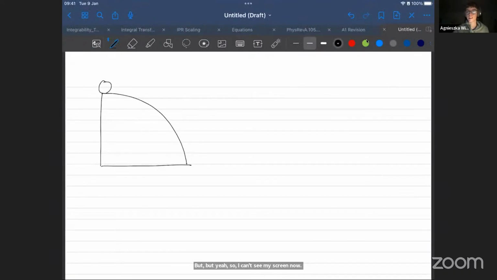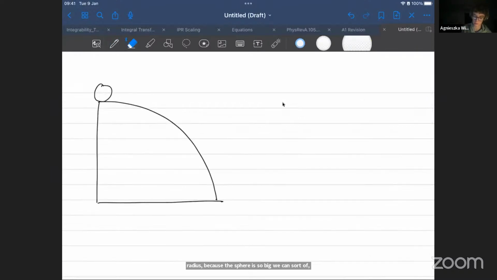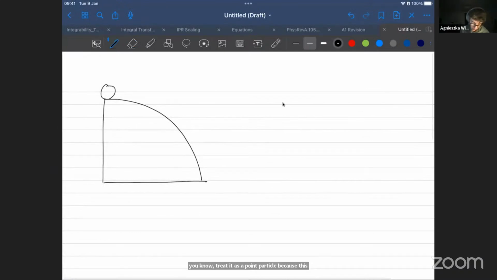So the first question that we're going to do is a very common question, for example if you do further mechanics and further maths. It goes like this. You have a smooth marble that is initially at rest at the top of a much larger smooth hemisphere of radius r. The marble has some tiny radius, but because the sphere is so big, we can treat it as a point particle. The marble is given a slight nudge and begins to roll around the hemisphere. Part A asks, at what angle from the vertical will the marble leave the surface of the sphere?